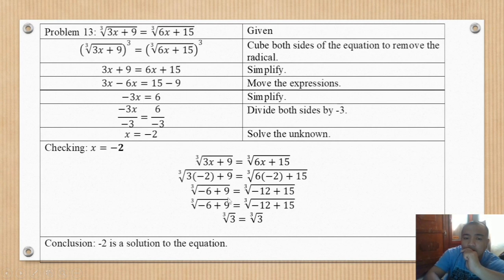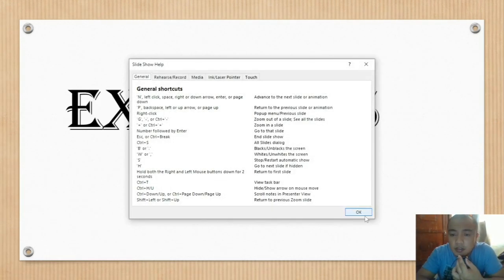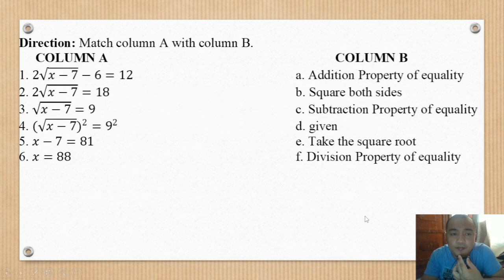So we have here negative 6 plus 9, cube root of 3. Negative 12 plus 15, cube root of 3, equal. Therefore, negative 2 is the solution. So let's now proceed to exercises.